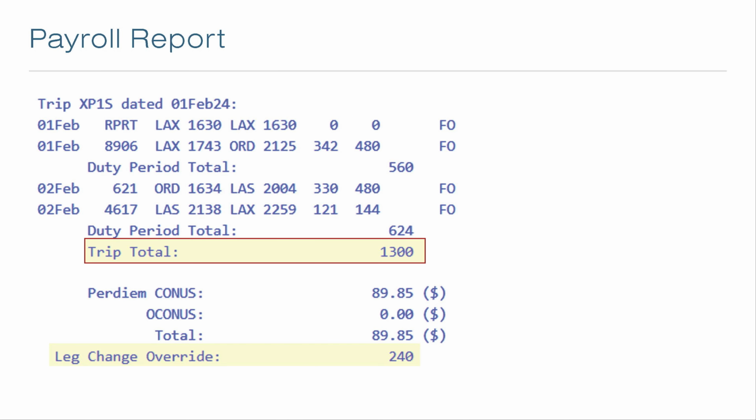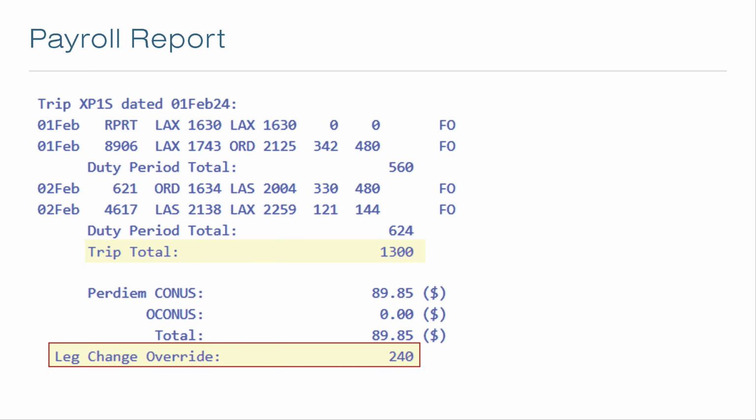As you can see, you have a trip total of 13, and then at the bottom of the display, you have a leg change override output of 2.4. That's the total LCO that was triggered for this pairing. So you add the 13 to the 2.4, that comes out to 15.4 total pay for this assignment.